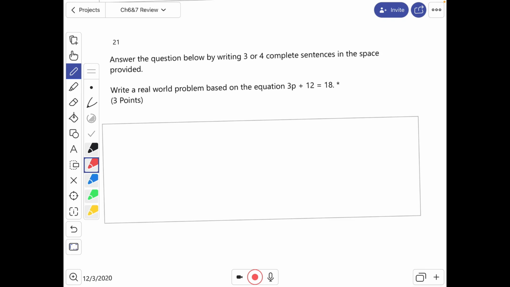Number 21, answer the question below by writing 3 or 4 complete sentences in the space provided. Write a real-world problem based on the equation 3p plus 12 equals 18. So it's the same equation, but now we're going to put some words with it. So remember, this is my y-intercept, and a y-intercept only happens once. So what could we have Bob doing? I think he should shop. Maybe eat, because I'm hungry. So Bob's going to go buy something.